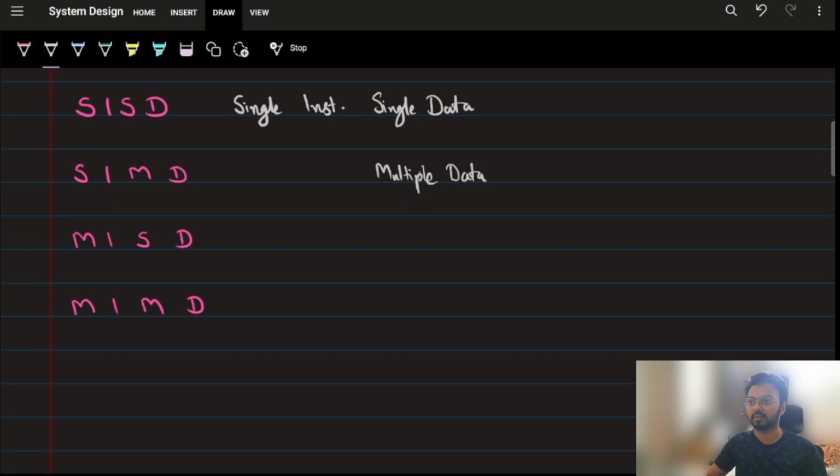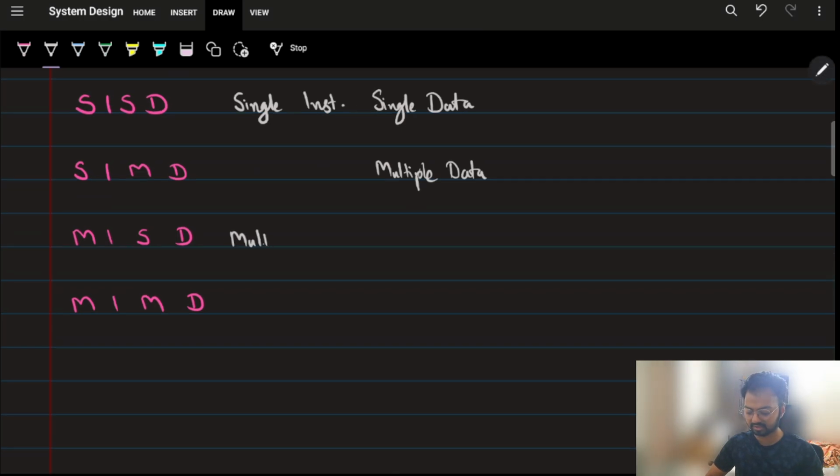However, next is MISD, which has multiple instructions but only a single data source. This is an extremely rare scenario, and it's kind of used in fault tolerant systems. So this is not something that we would be going forward and discussing in the syllabus.